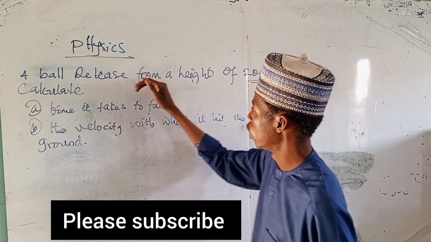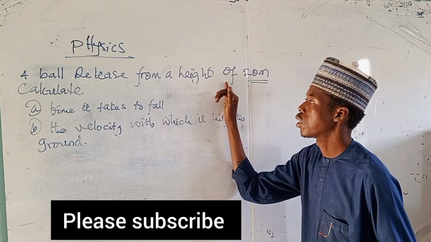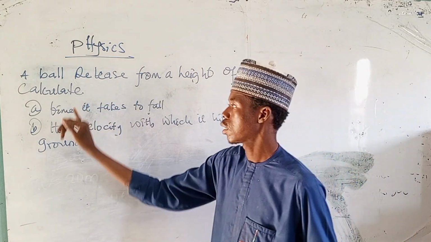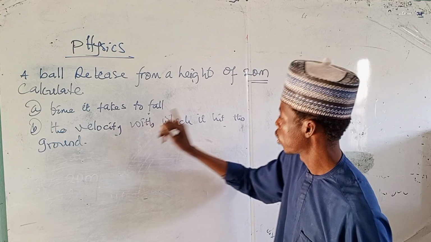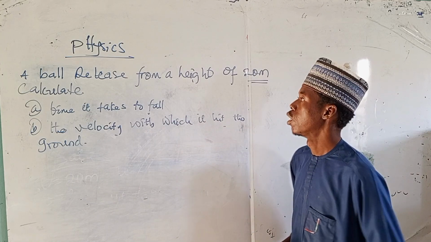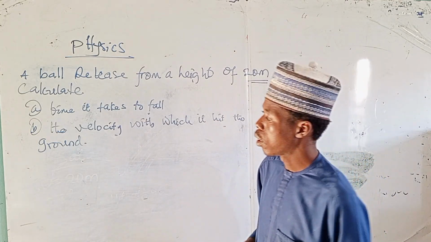A ball is released from a height of 20 meters. A: Calculate the time it takes to fall. B: The velocity with which it hits the ground. So let's write the data.